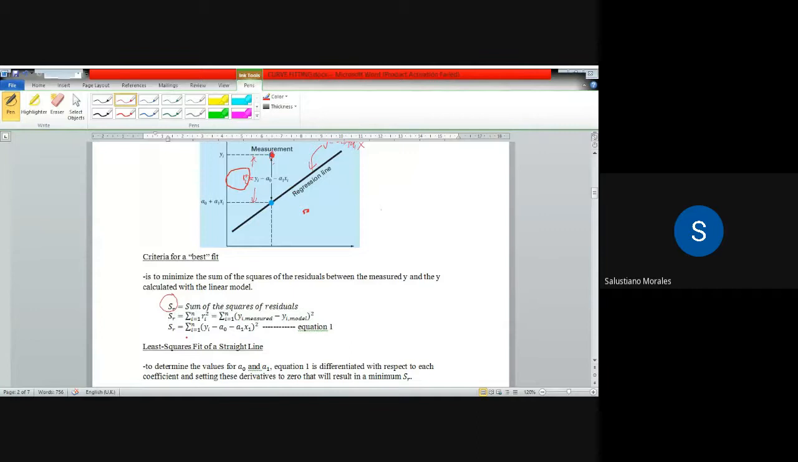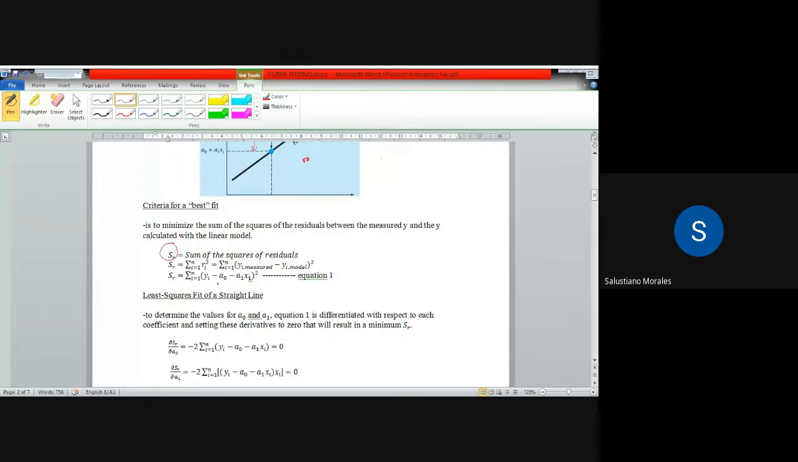So in equation now, our SR should be equal to the summation of y sub i minus a0 minus a1 xi, then quantity squared. Sorry, it should be xi. We have xi, then quantity squared. So that is now the equation for the sum of the squares of the residual.